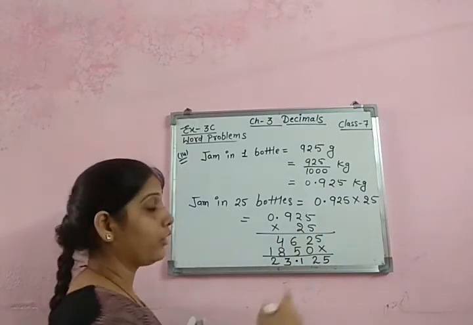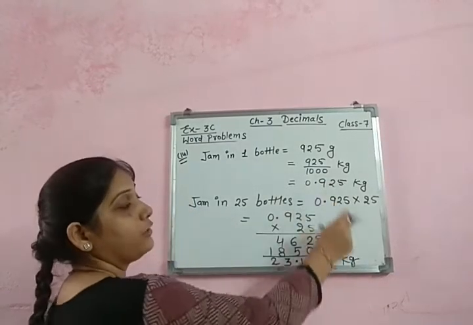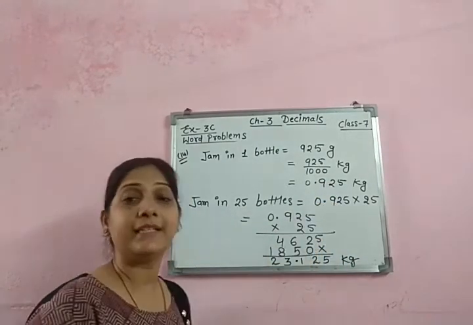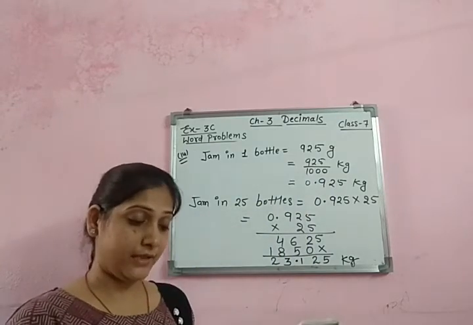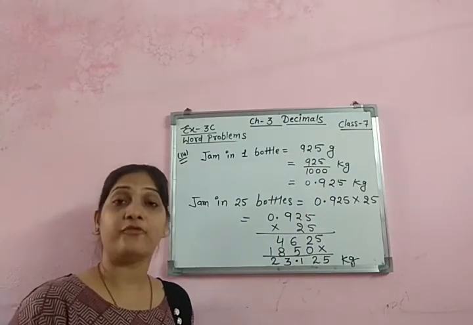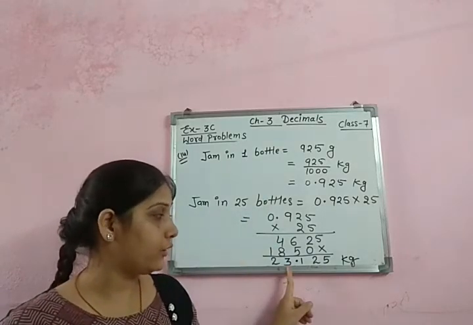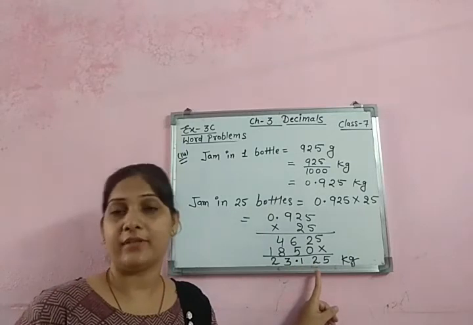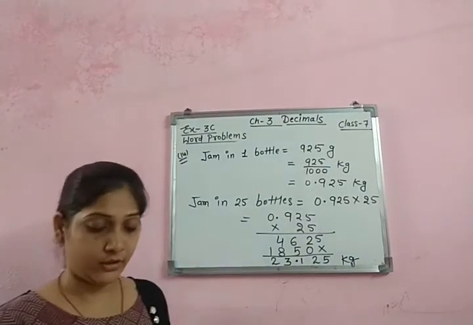So 23.125 kilogram. Remember you get this answer in kilogram because we have converted the gram into kilogram. And the question demand is also how many kilograms of jam in 25 bottles. So there is 23 kilogram, 125 gram of jam. Okay, so in this way we can solve this question.